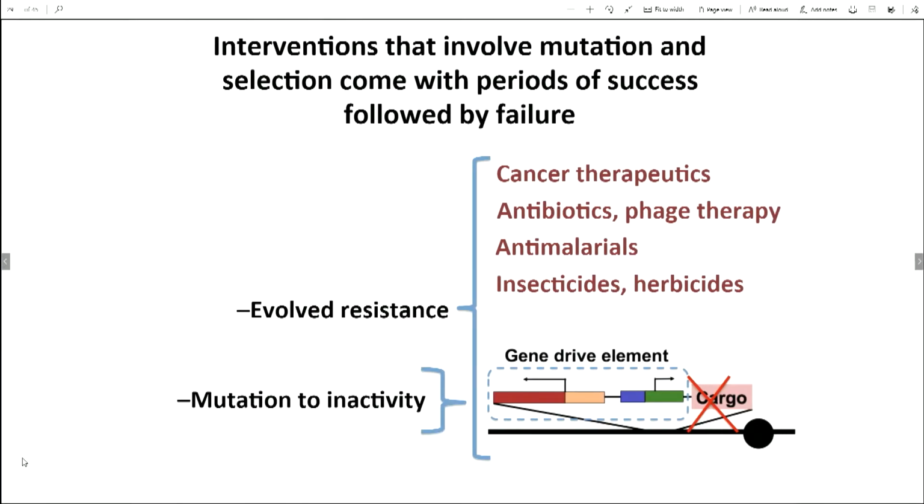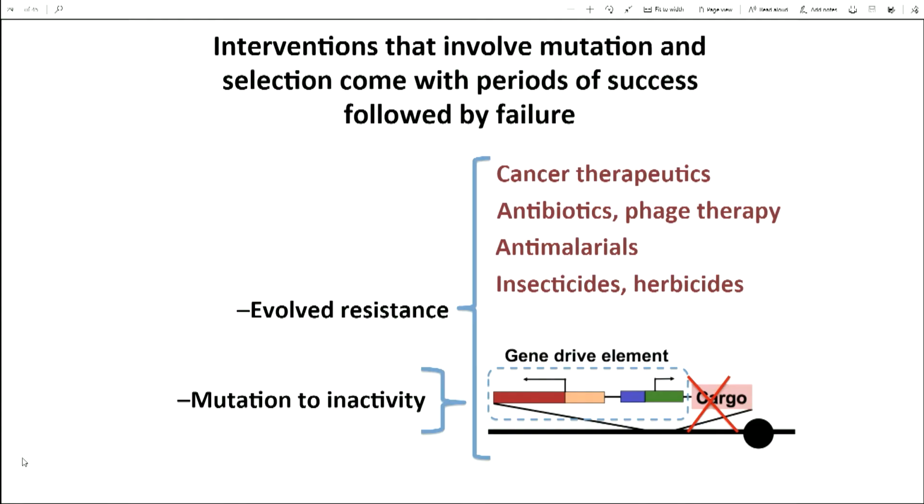All right, so that's the good news. But now let me tell you the truth. And the truth is that when you think about population replacement modification, you need to face up to the facts. And the facts are that it's gonna fail. It's gonna fail because everything fails when it involves interventions that involve mutation and selection over time. And we see this with cancer therapeutics, antibiotics, antimalarials, insecticides, herbicides. There will always be evolved resistance.